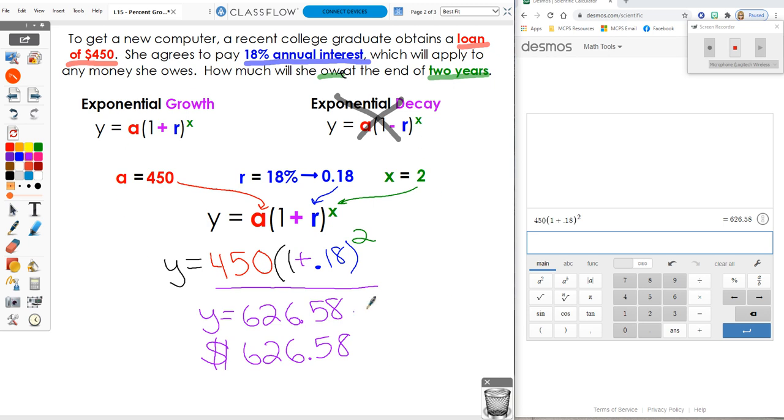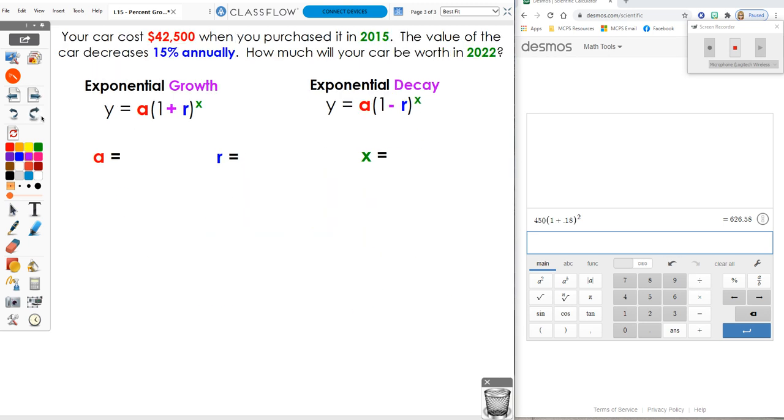So that's an example of exponential growth. Let's look at an example that shows exponential decay. So I kind of gave that away. This is a decay problem, but I think you'll see that as we go through.